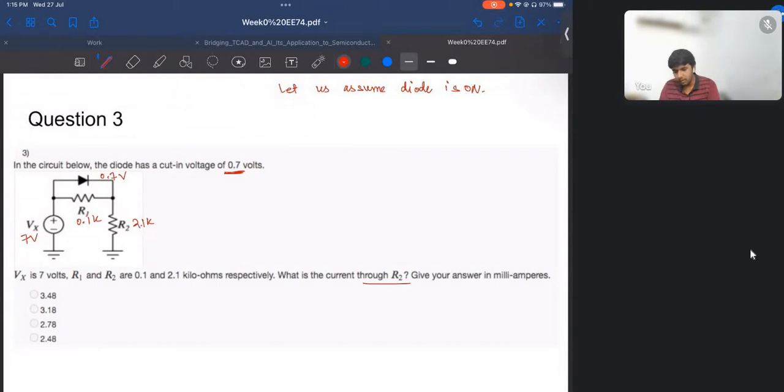If the diode is on, let us apply KCL. Let us say this current is ID, and we will take 0.7 volts here across the diode. Now we will simply apply KVL.